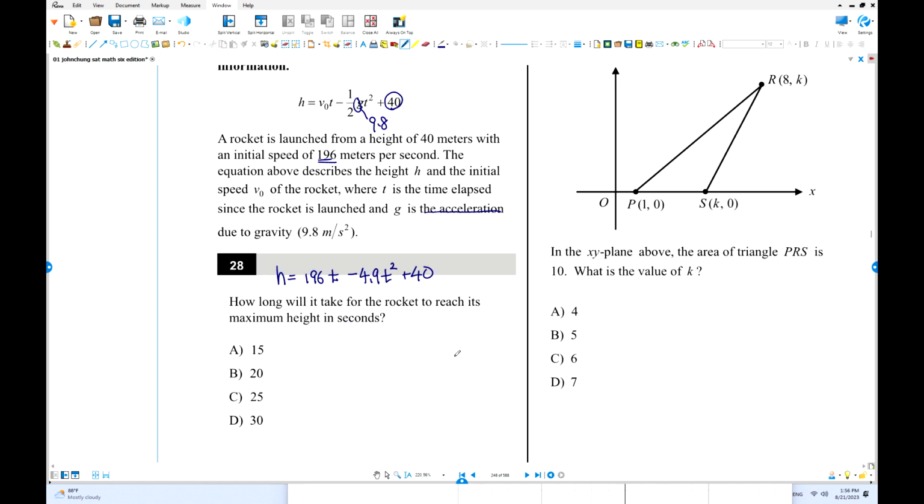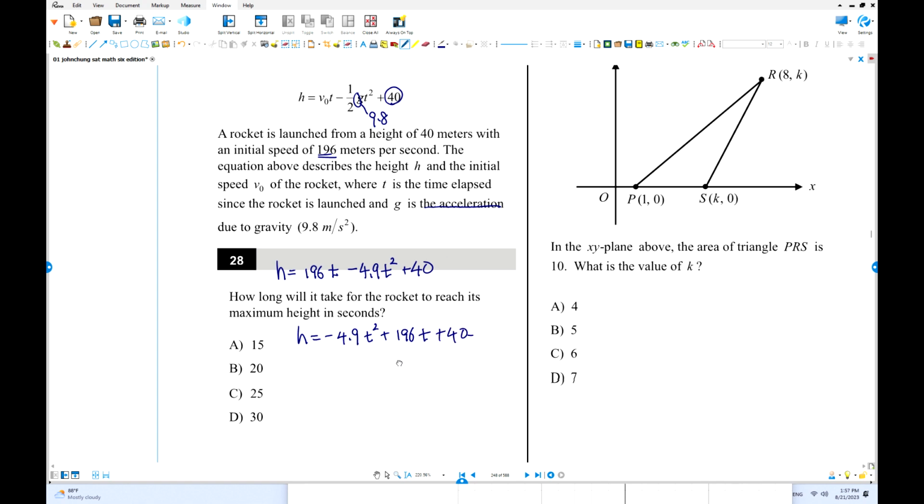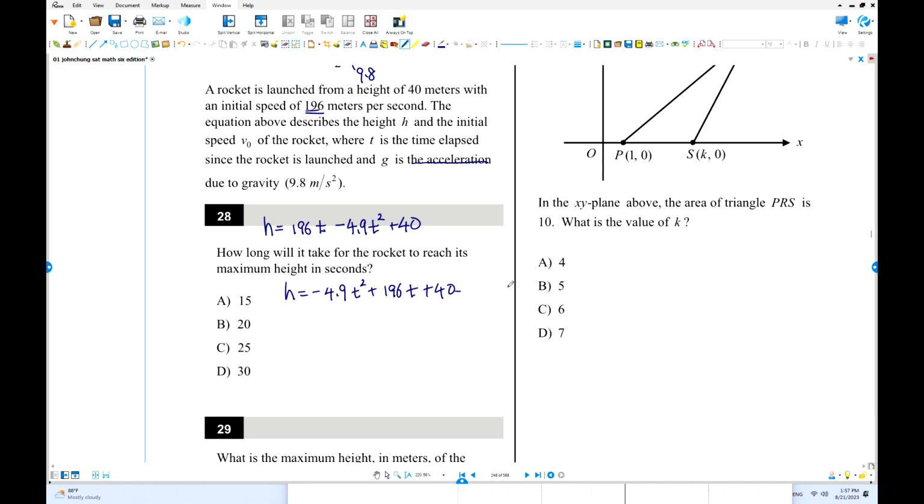This is a quadratic, okay? Maybe standard form is better, okay? Negative 4.9 t squared plus 196 t plus 40. That's the standard form, right? Descending order. How long will it take the rocket to reach its maximum height?